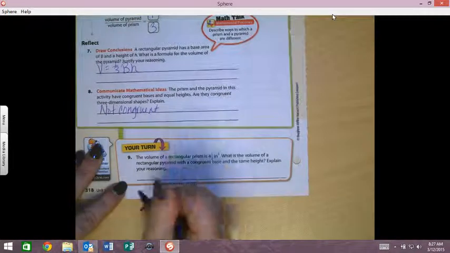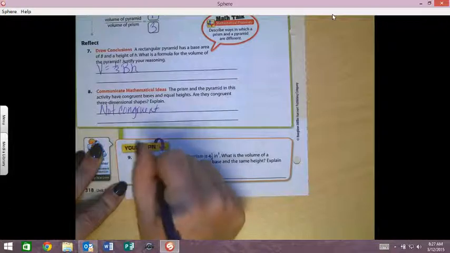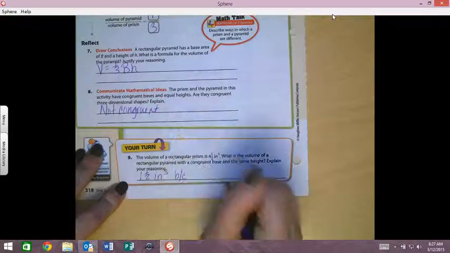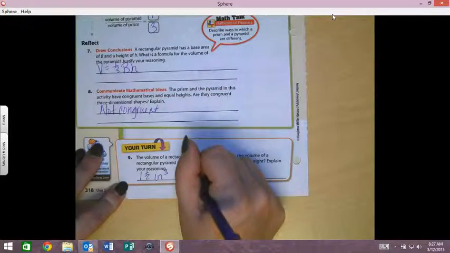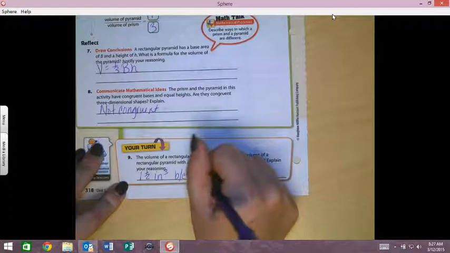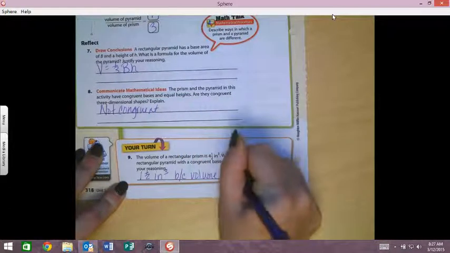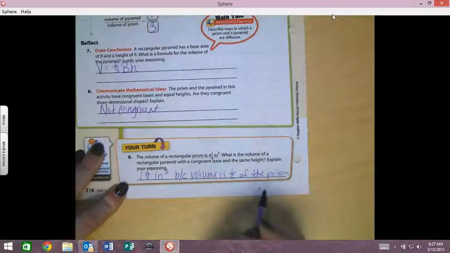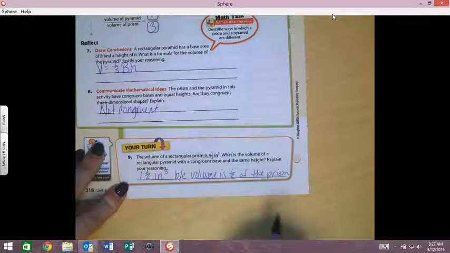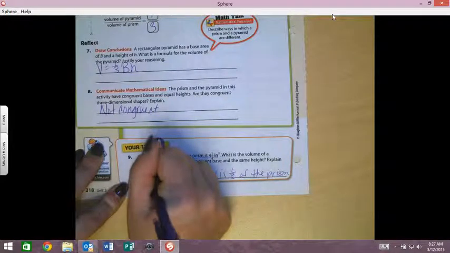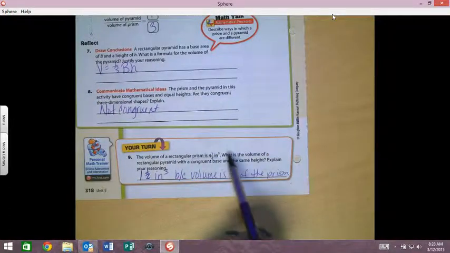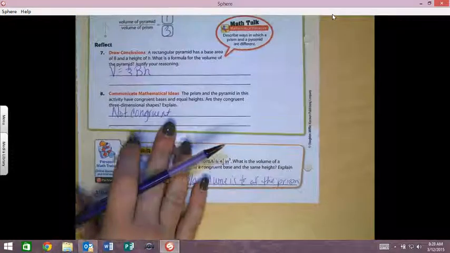Okay, when you solve it, you should get 1.5 cubic inches because your volume is 1/3 of the prism. So if our prism is 4.5, our pyramid with the same height and same base is going to be 1.5, because 1.5 is 1/3 of 4.5. If you divide 4.5 by 3, then you'll get 1.5. It does work out. Hopefully you did it.